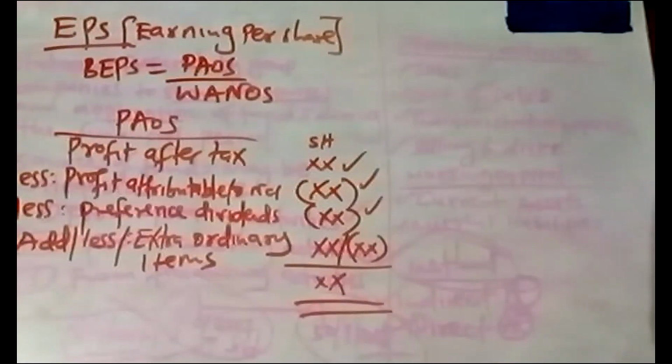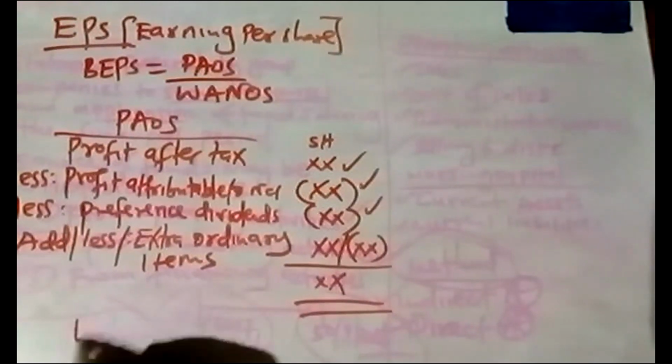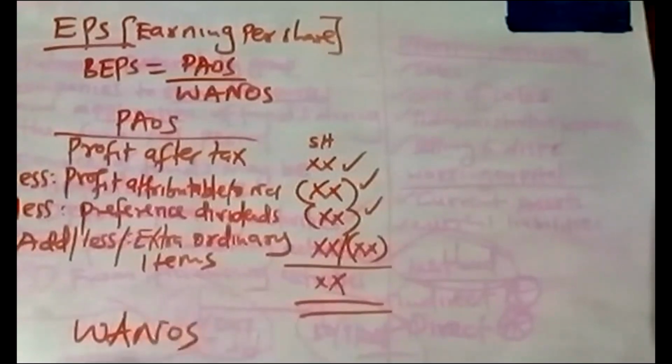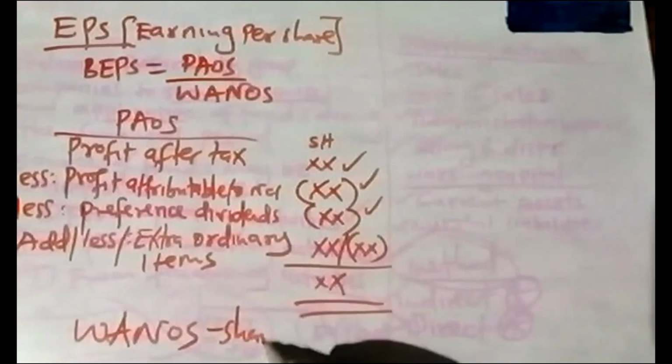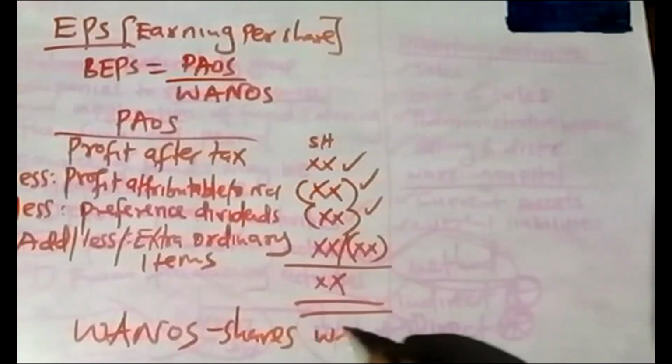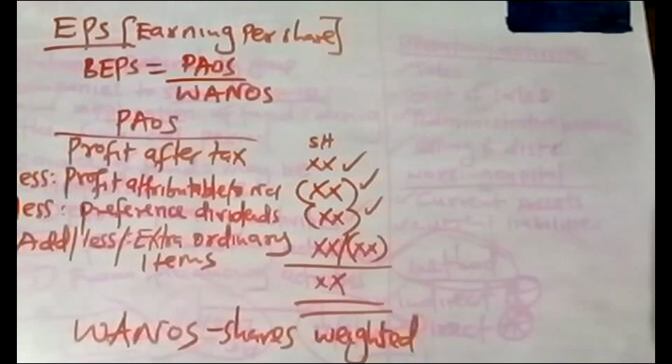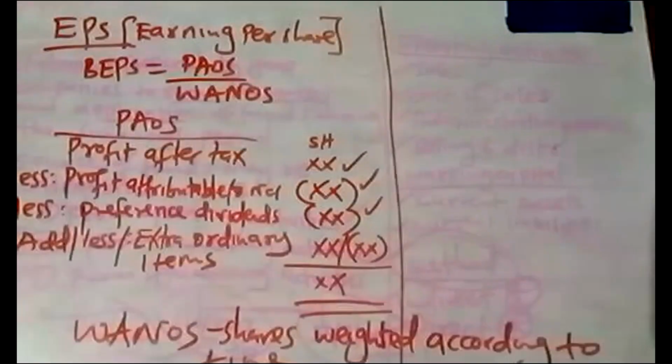After that, we need to talk about the one-offs, the weighted average number of ordinary shares. So the one-offs is all about the shares. You weigh shares according to the time factor. I can write this one on the other side here so that it can be clear.